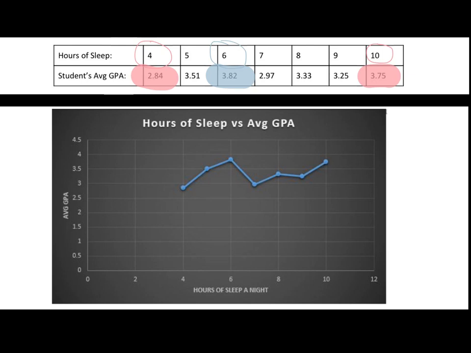Even though our data showed that the students who slept 10 hours a night had a high GPA, and those who slept 4 hours a night had the lowest GPA, this is not enough to dictate a correlation. All of the data must be considered and a general trend must be observed.